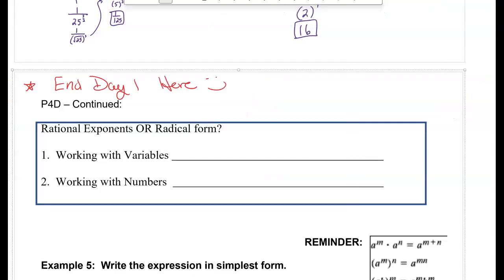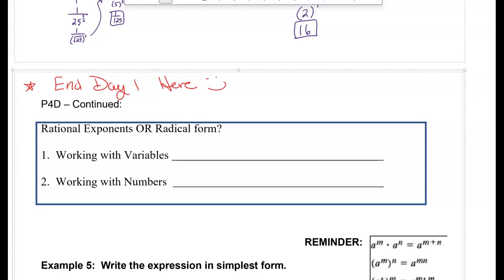All right, we are continuing working with rational exponents, which means exponents that have fractions. I'm able to convert it to radical form and vice versa. Now, when you're working with these, it's really kind of up to you how to work with them best. So, what are going to be some things that are helpful for us?